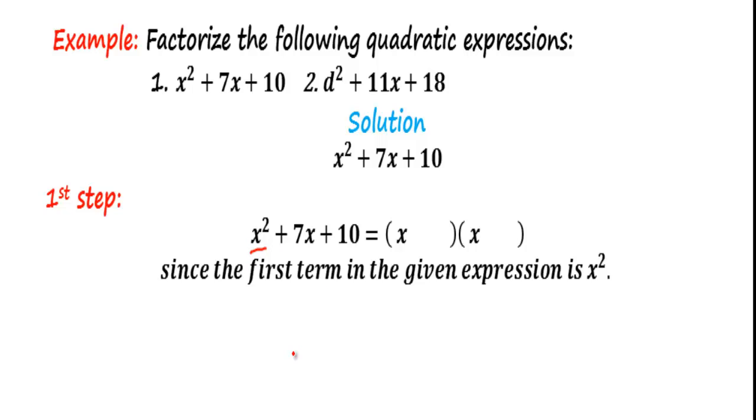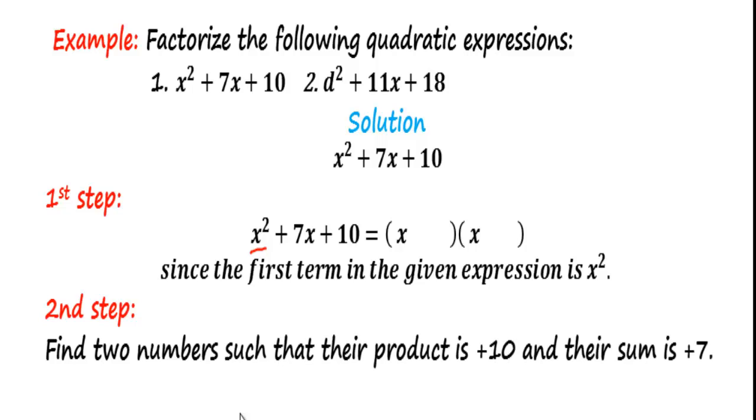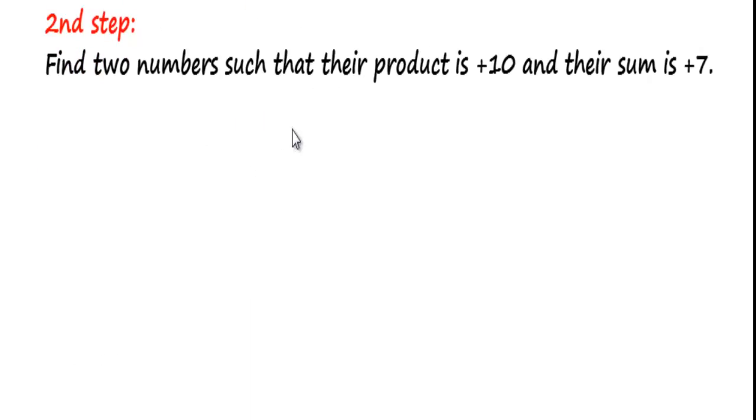So let's move on. Now, second step, find two numbers such that their product is plus 10 and their sum is plus 7. That is how you are going to find the factor now. Are you following now? Having expressed this as a quadratic expression this way, you are going to go to the next step, which is this. You are going to find two numbers such that their product is plus 10 and their sum, addition, is plus 7. Let me show you now.